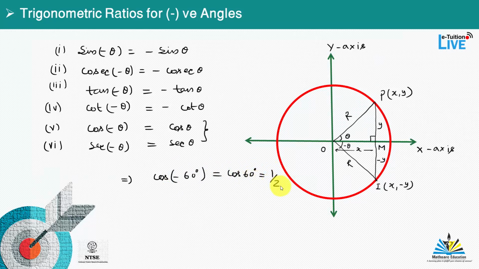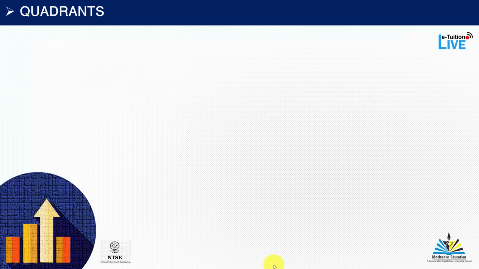cos of 60 is half. If you need to find the value of tan of minus 30 degree, then you can apply the formula. Tan of minus theta is minus tan theta, hence this is minus tan 30 degree, and this is equal to minus of tan 30, which is 1 upon root 3, so minus 1 upon root 3. Let's move on to the quadrants.